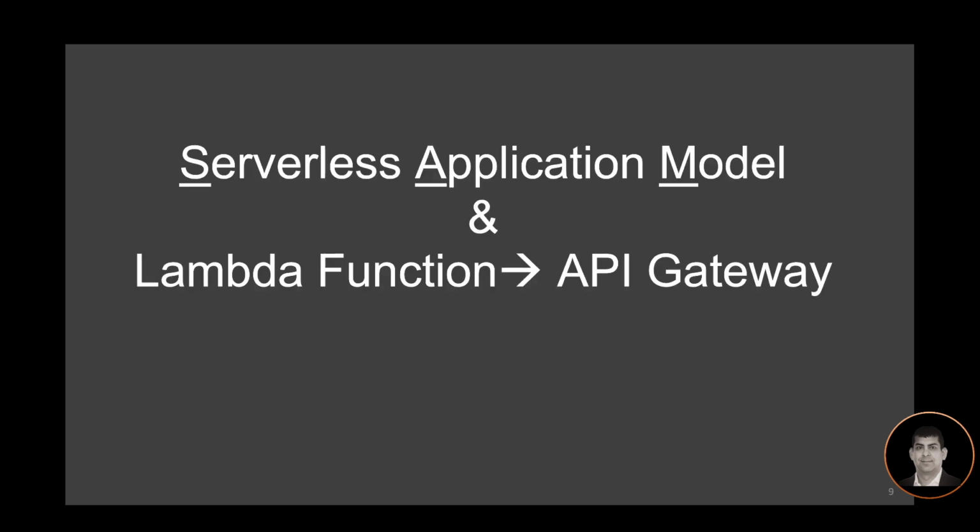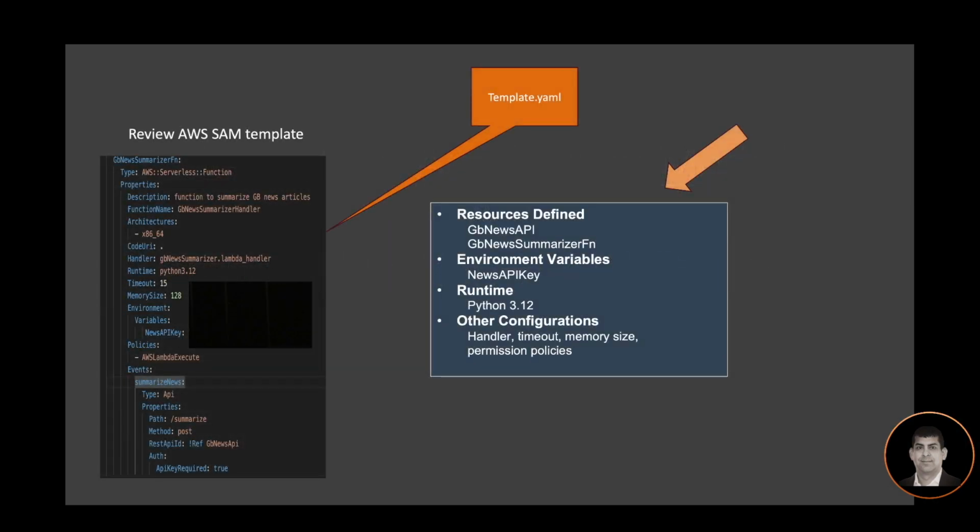So I'm going to use SAM, which is Serverless Application Model, and I'm using a Lambda function and API Gateway for this exercise. So let's look at the AWS SAM template. Now, this is the first thing you need when we talk about AWS SAM, because template.yaml is where you define the resources which are required to be built and deployed.